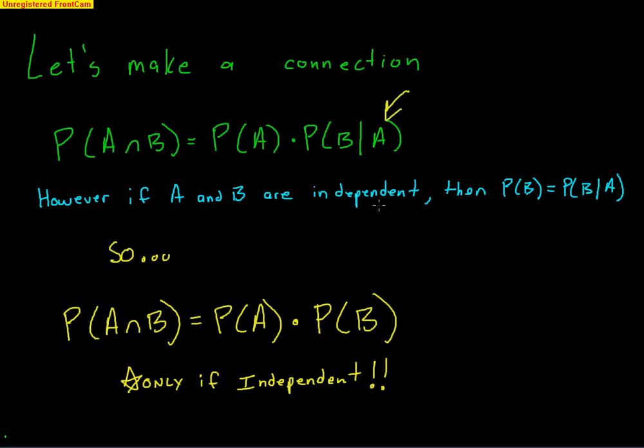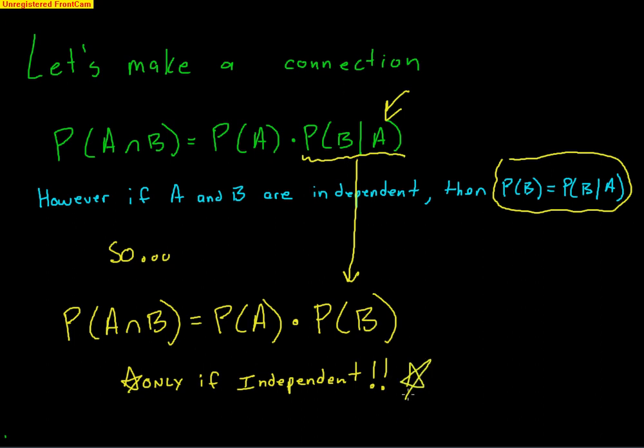Well, think about this. We just talked about independent. So if A and B are independent, then that means that the probability of B equals the probability of B given A. But this is only true if independent. Well, if that's true, I could replace the probability of B on the condition of A with just the probability of B. So I get a new formula: the probability of A and B equals the probability of A times the probability of B.